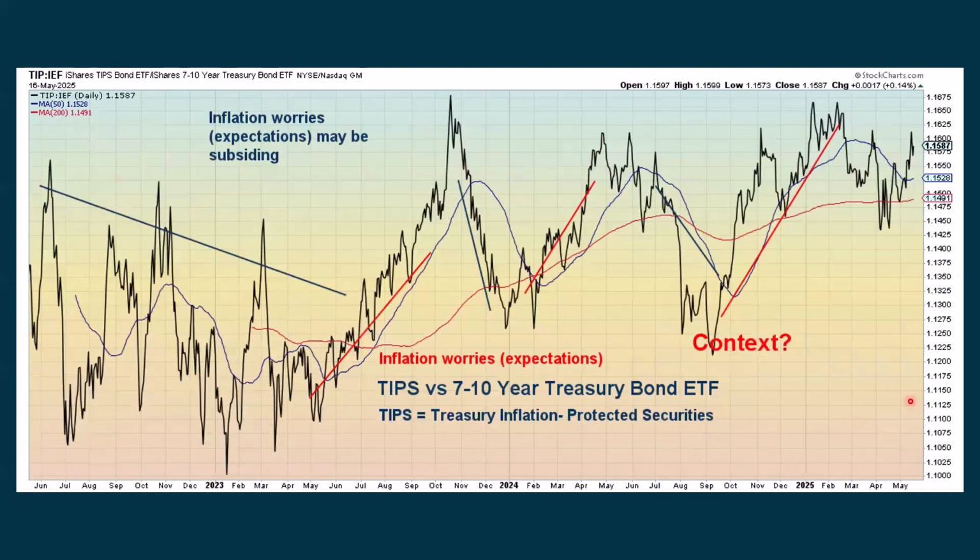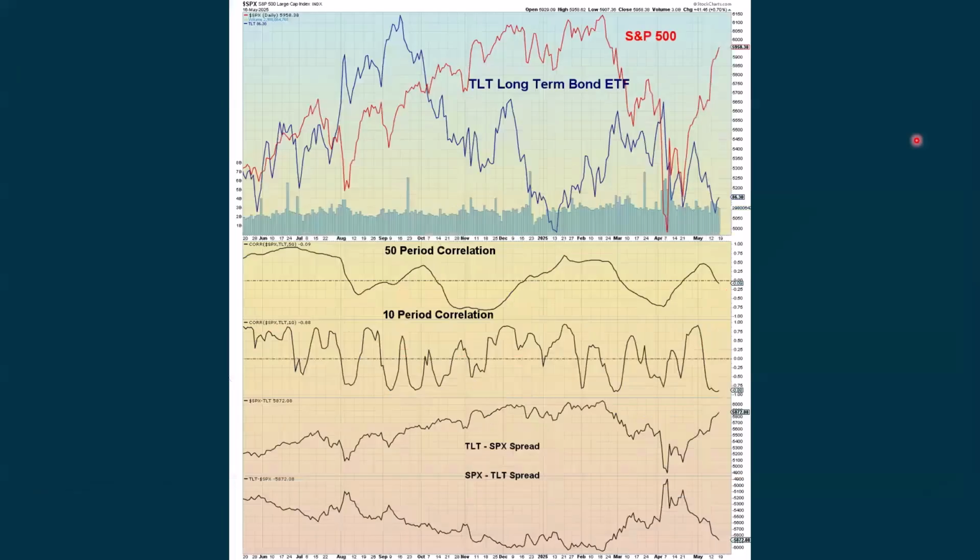And we use that same basic idea, but we look further out. We look at TIPS with 7 to 10 year bonds. This has been going back up and is still in an uptrend. If this continues to go up, then that will cause some concerns about inflation, especially if interest rates keep going up. And we look at that same idea here, but we compare the long-term bond, which is in blue, with the S&P 500, which is in red.